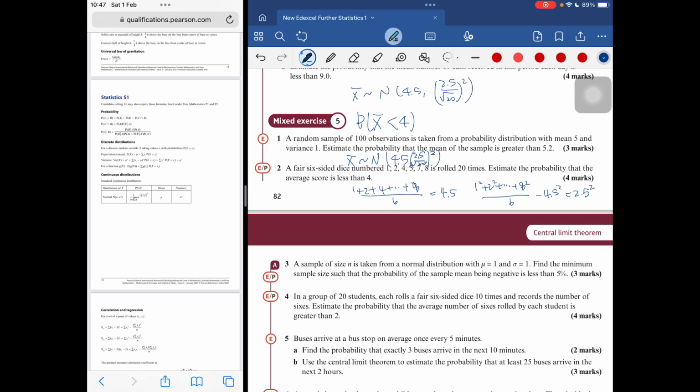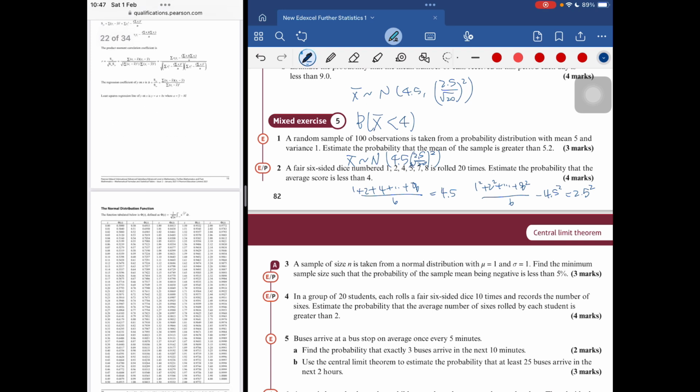So we can calculate it with normal CDF. We cannot find it from the table, because the table doesn't show it, it's difficult. So normal CDF: lower bound is negative 999, upper bound 4, mean 4.5, standard deviation 2.5 over square root of 20. And the answer is 0.1855.